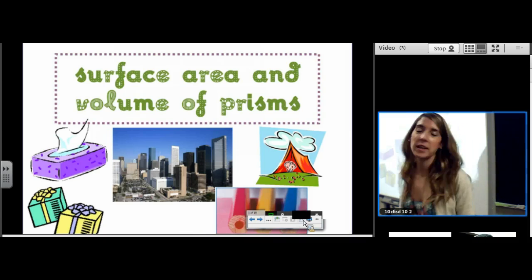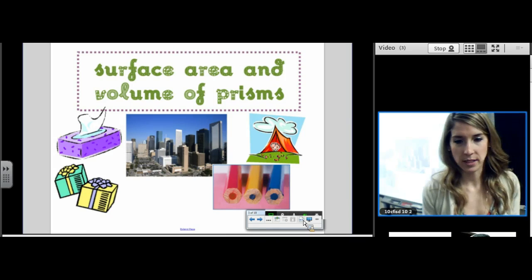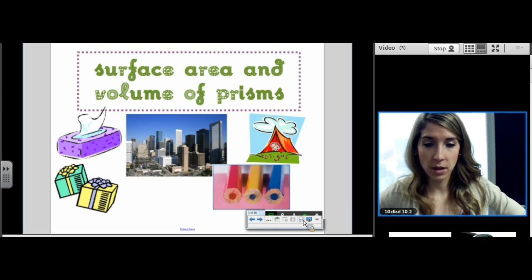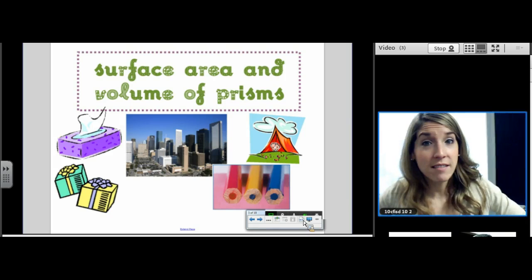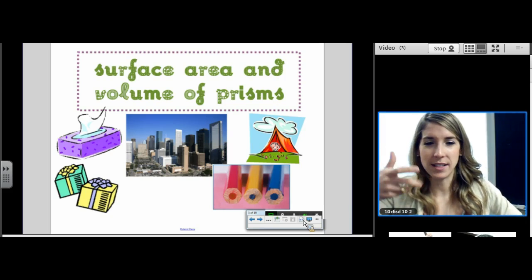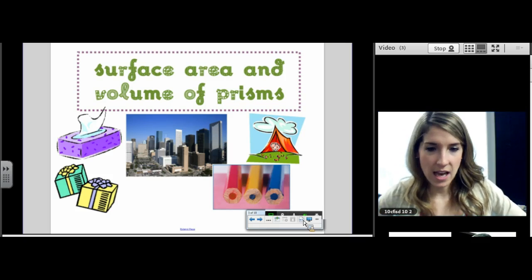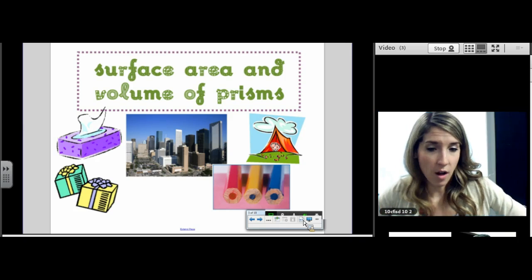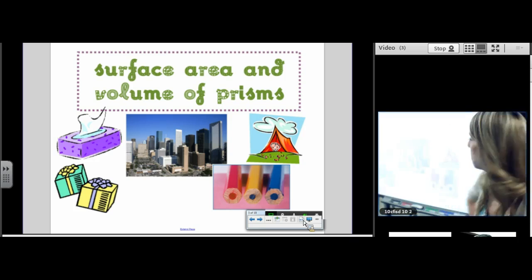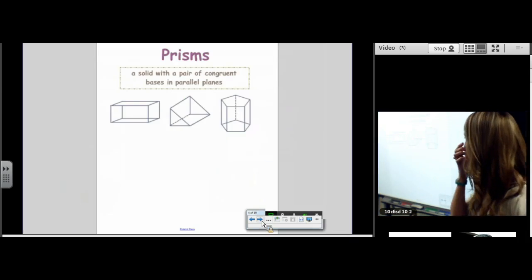So today we're only going to talk about prisms. No pyramids, no cones, no cylinders, just prisms. So prisms in the real world, your pencil that you're using might be a hexagonal prism. It probably is, but they make round ones these days. Obviously, a tissue box, a gift. A lot of buildings are prisms. Not all of them, but a lot of them are. This tent is a triangular prism. So we see prisms everywhere.